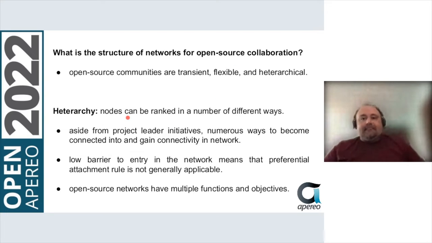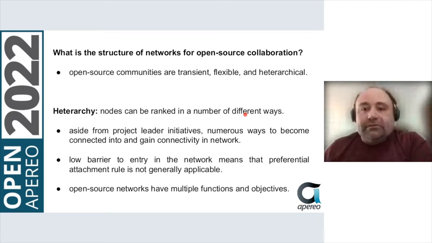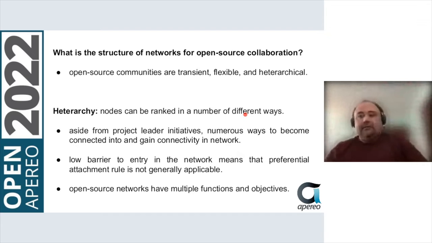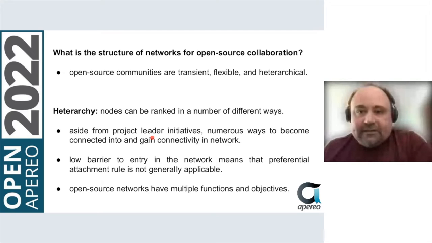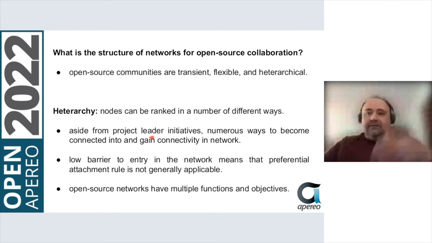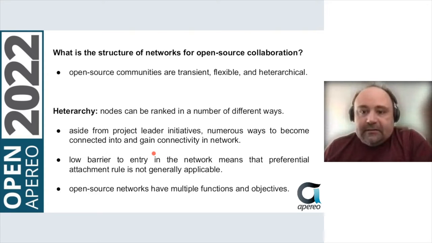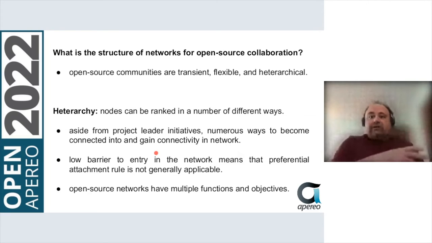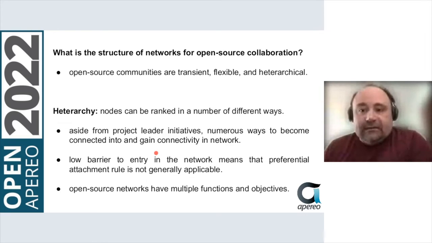So hierarchies are defined by nodes, who are participants or topical areas, and being able to rank these in a number of different ways. So in a hierarchy, you have a strict ordering of your topics or your people, and one person reports to another, or one topic is nested under another. In these communities, that's not the case. These things get organized in a way that's flexible based on who's doing things, who's taking leadership, if people were working on projects at different times of the day, the organizational structure shifts accordingly.